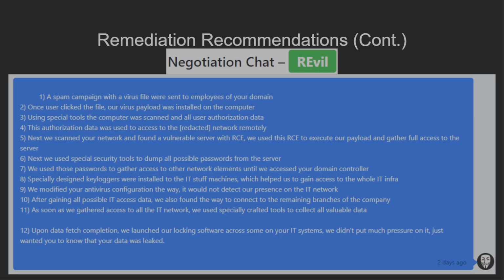As soon as we gathered access to all the IT network, we specially crafted tools to collect all valuable data. Upon data fetch completion, we launched our locking software. That's basically the encryption, the ransomware payload across some of your IT systems. We didn't put much pressure on it, just wanted you to know that your data was leaked. Interesting. That actually, wording wise, means they could have done way more damage and infected and encrypted way more machines.